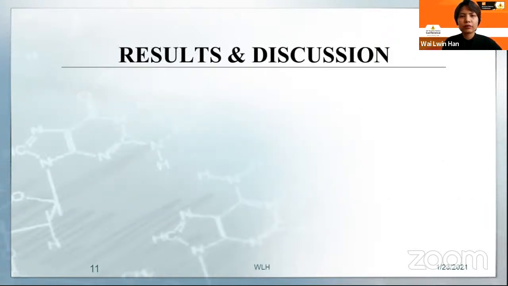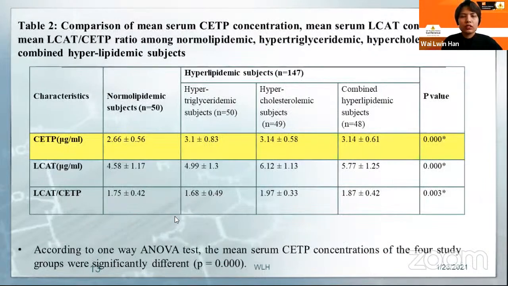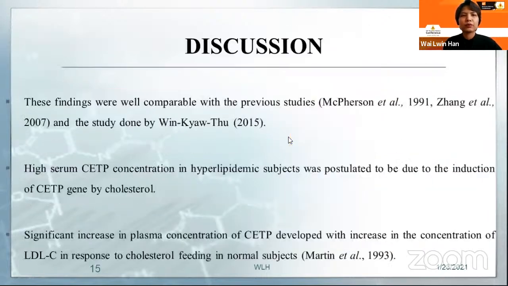Results and discussion. This table shows the demographic characteristics and lipid profile status of the study population. According to the one-way ANOVA test, the mean serum CETP concentration of the 4 study groups was significantly different, with P 0.000. When compared with normolipidemic subjects, the CETP concentrations of the hypertriglyceridemic subjects, hypercholesterolemic subjects, and combined hyperlipidemic subjects were significantly higher, with these P values. These findings were well comparable with the previous study, the study done by Winchell 2015.